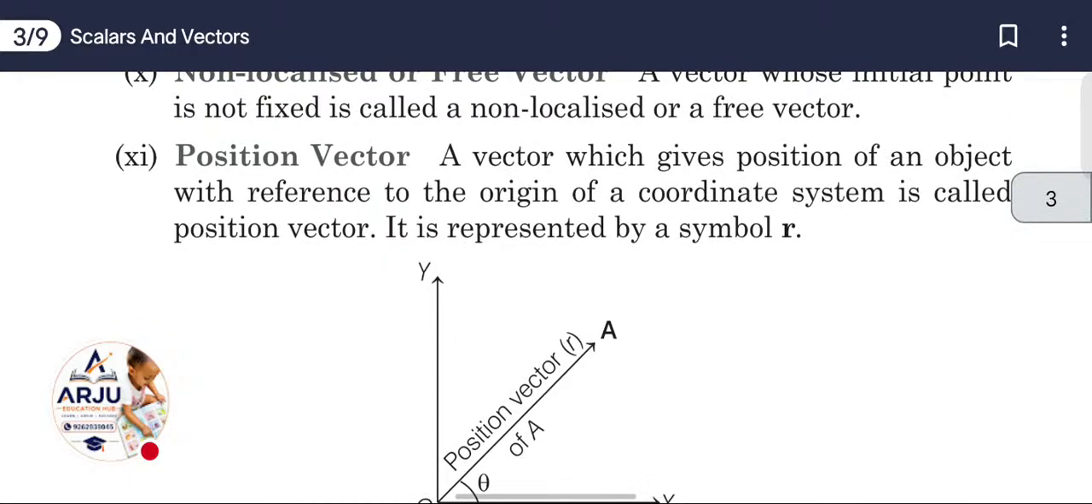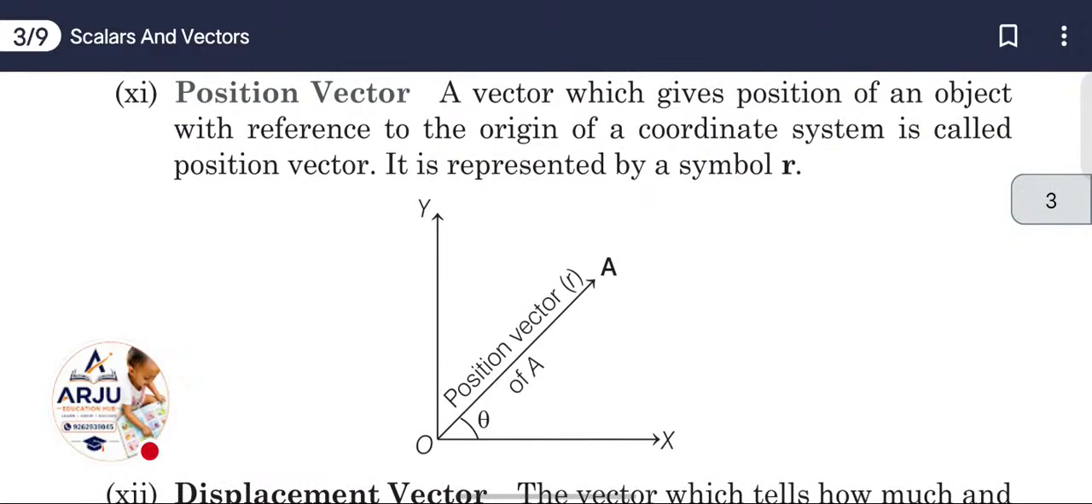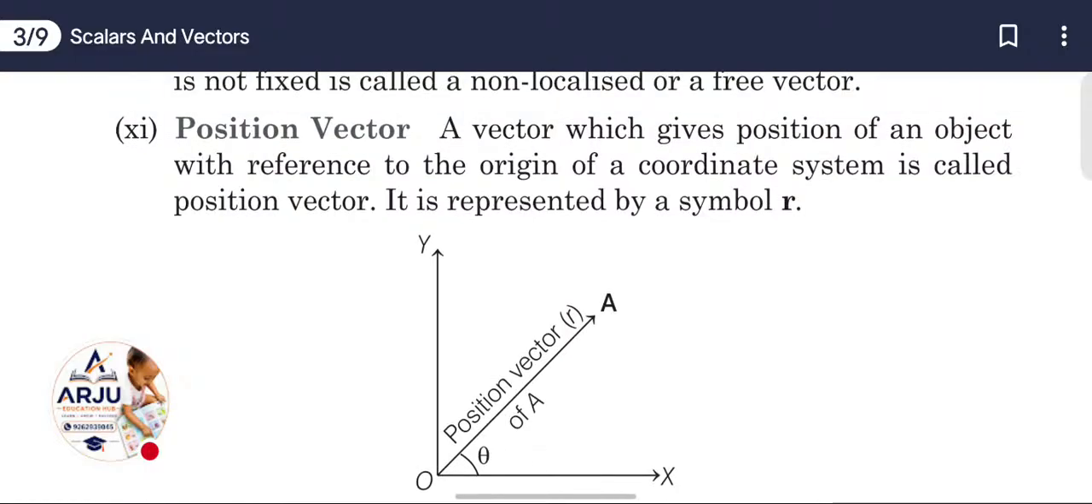Position vector. A position vector is a vector which gives the position of an object with reference to the origin of a coordinate system. It is represented by a symbol r. So we know the coordinate system. So how many coordinates do we have? We have 4 coordinates. Yes or not? So in the position vector, we must consider the coordinate system and position vector.